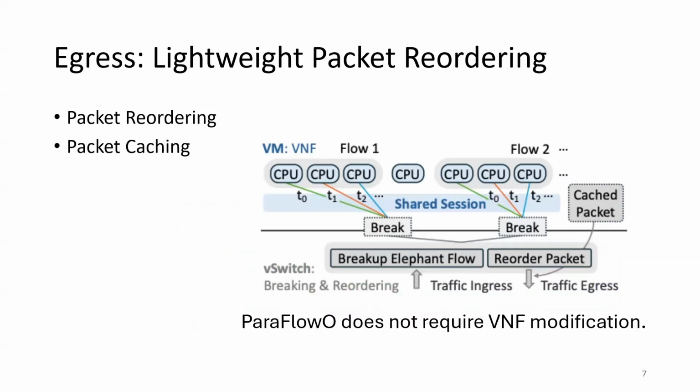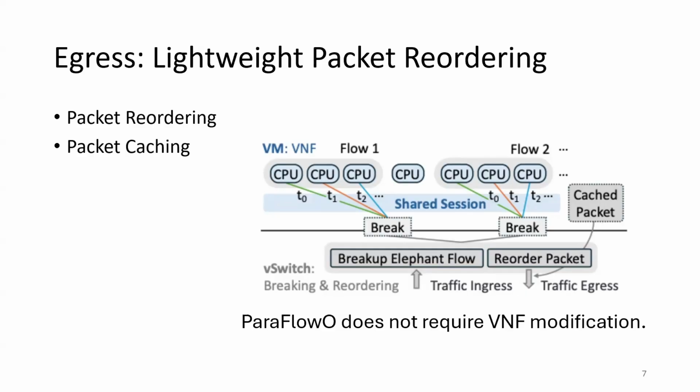At egress, PowerFlow restores packet ordering through a lightweight reordering mechanism. After packets are processed by different CPU cores, the vSwitch uses the reorder queue ID and packet sequence number to place packets into the correct position. Once packets arrive in order or when a timeout occurs, the packet is released through the normal switching pipeline.